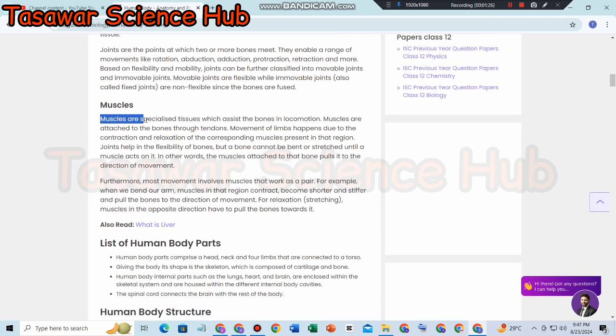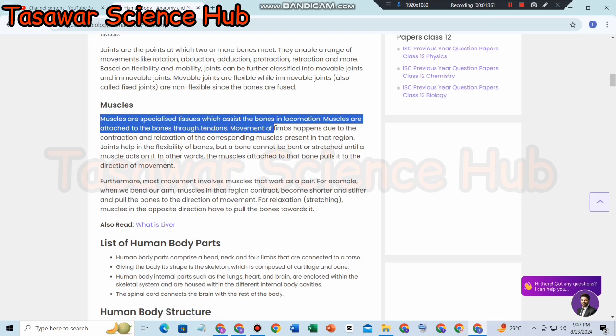Muscles. Muscles are specialized tissues which assist the bones in locomotion. Muscles are attached to the bones through tendons. Movement of limbs happens due to the contractions and relaxations of the corresponding muscles present in that region.